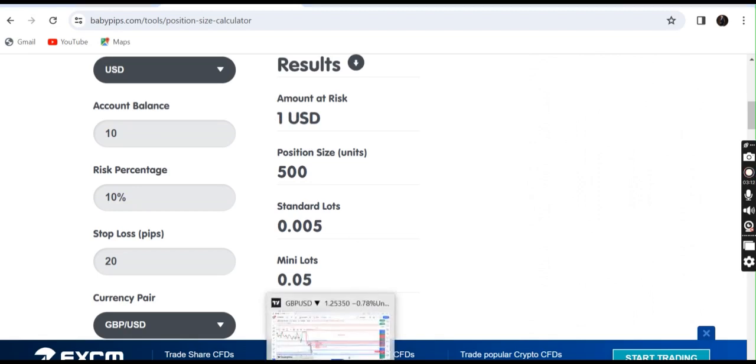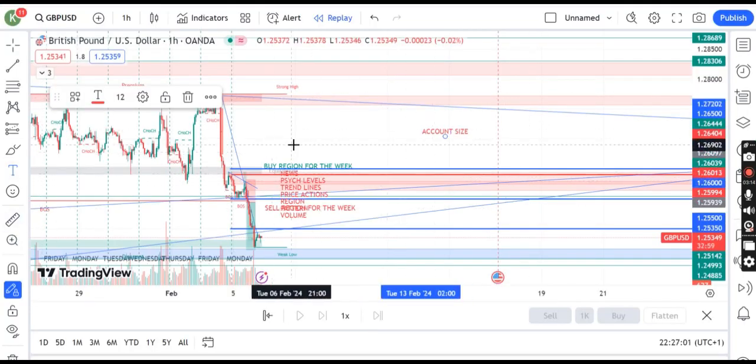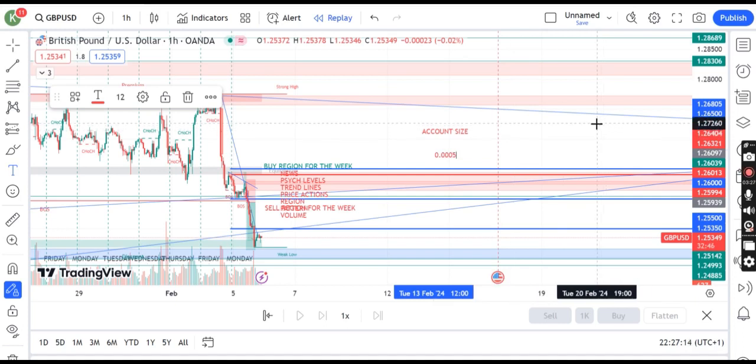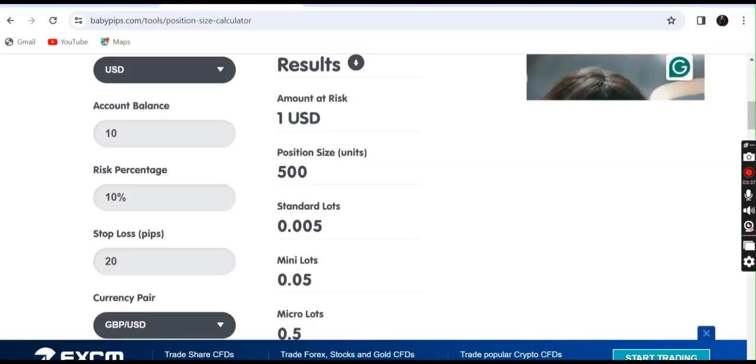Let me draw something to your attention. You observe that most brokers, when you are trying to take a position for an account as small as $10 and you try to use 0.005 lot size, you find out that the broker will approximate this. So automatically you are forced to use 0.01. Now you can see that even with 0.005, you are still risking $1, which is a lot of money for such an account. 10%.